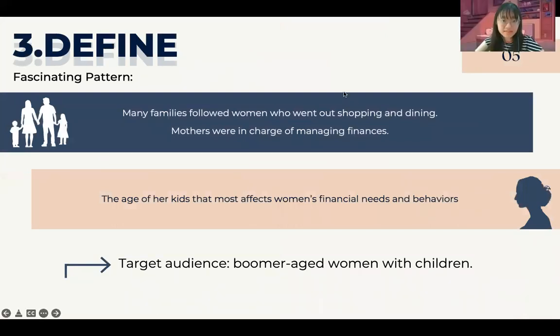So during the define stage, they realized a fascinating pattern. Mothers were in charge of managing finances, and an extreme group in this pattern turned out to be single mothers who are often on a tight budget and keep track of the money closely. They also found that it's not the age of the mom that affects the financial needs and behaviors. It is her kids' ages. That's when they came up with the target audience of the campaign, the boomer-age women with children.